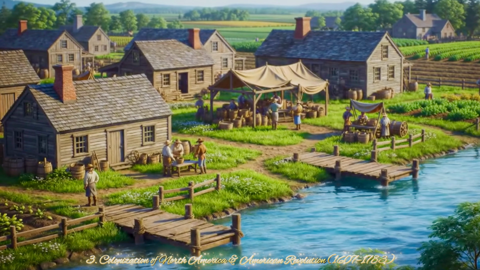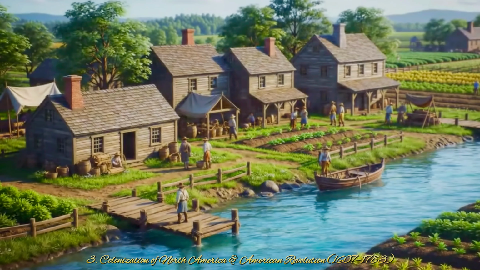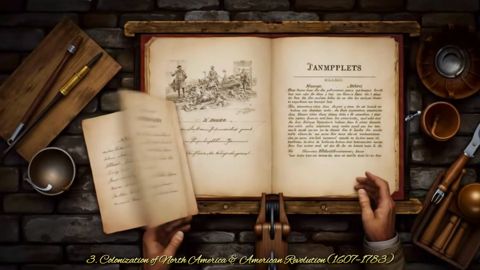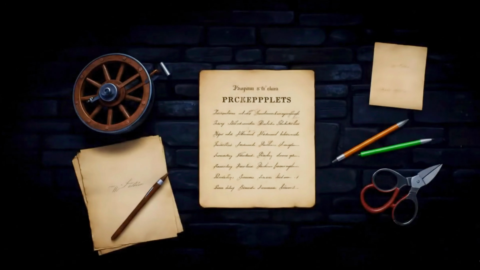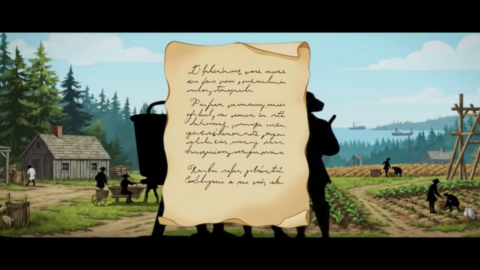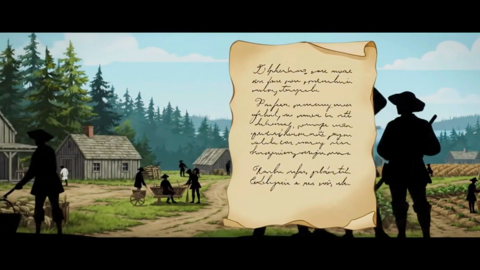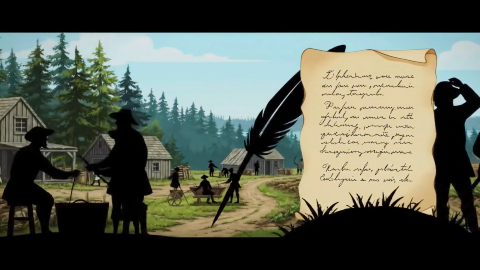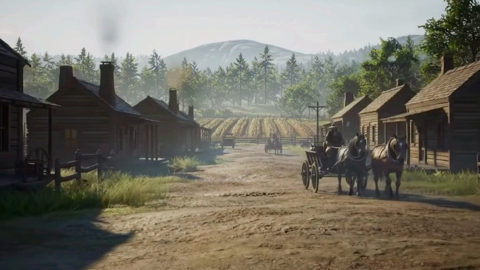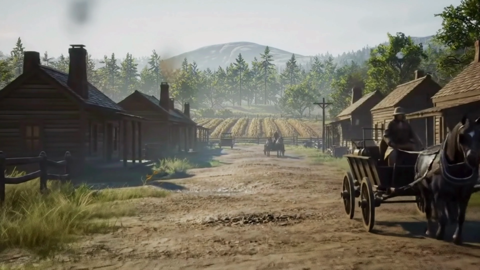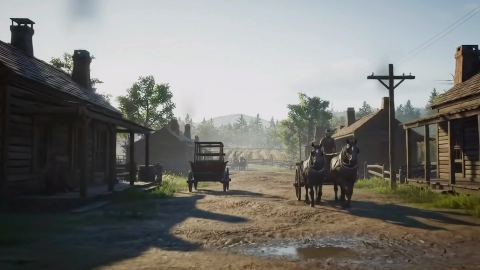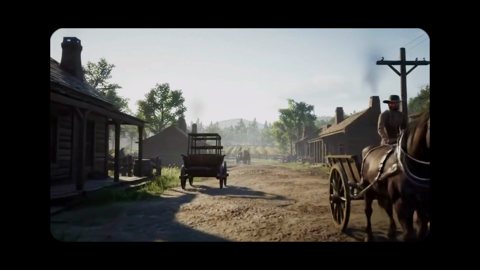3. Colonization of North America and the American Revolution. British colonization in North America began in 1607 with the founding of Jamestown. Over the next century, 13 colonies grew along the Atlantic coast, supported by agriculture, trade, and migration from Europe. Tensions over taxation and governance led to the American Revolution in 1775. After 8 years of conflict, the United States declared independence in 1783. This marked the British Empire's first major territorial loss.